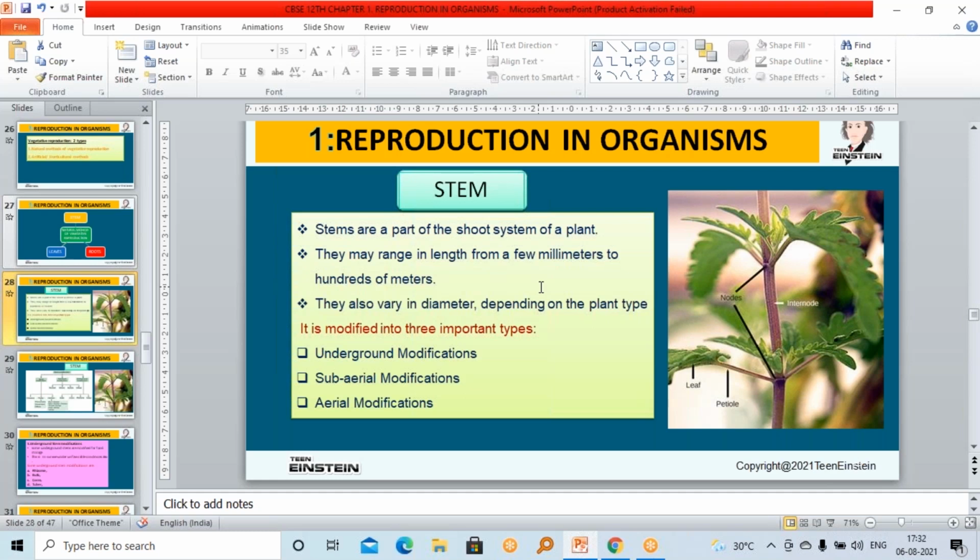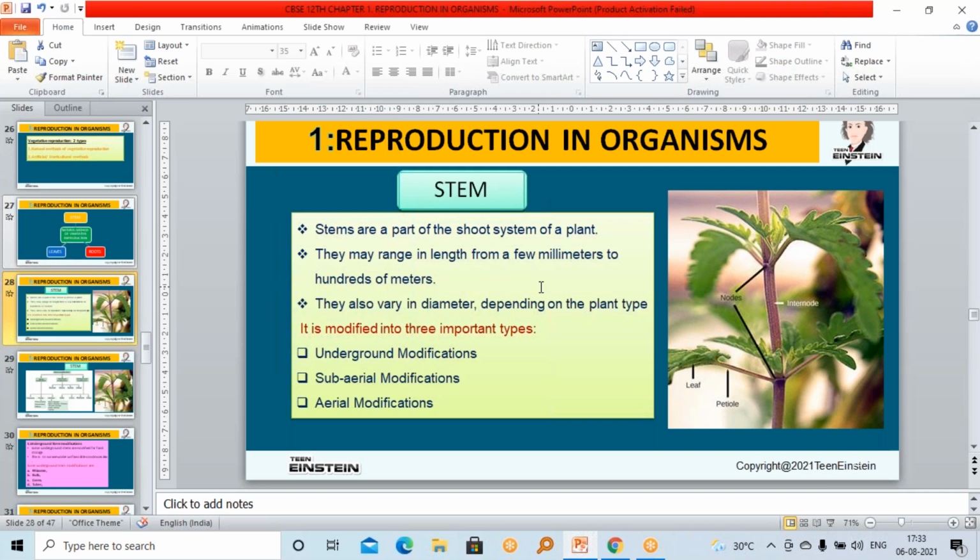So in some plants, the stem is modified and performs other functions also. Normally, what is the function of a stem? It helps in the conduction of water and nutrients. In some plants, the stem is modified to perform some other functions also. What are the other functions? Like storage of food, support, vegetative propagation, and protection.